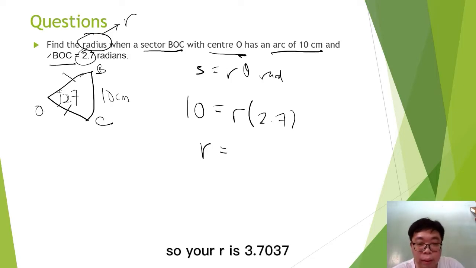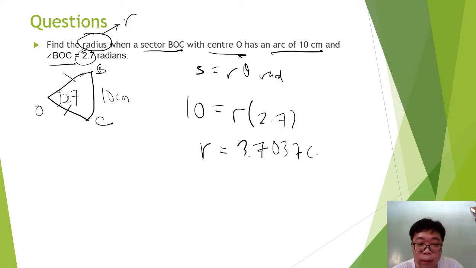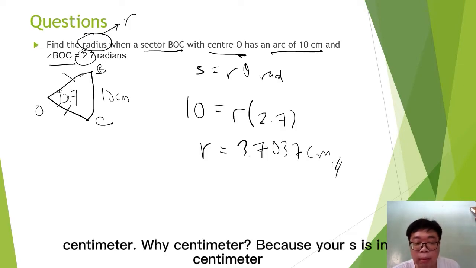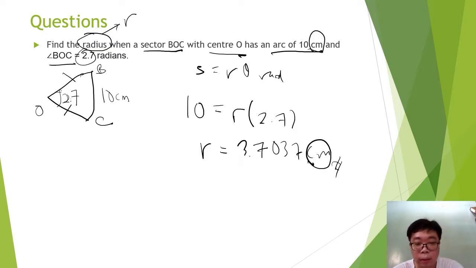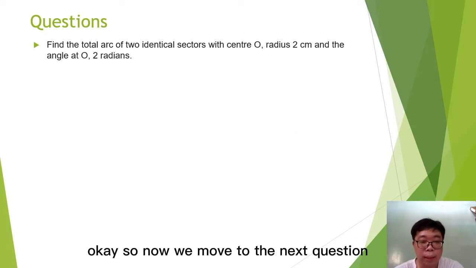So your R is 3.737 centimeter. Why centimeter? Because your S is in centimeter. So your unit must follow your S. Okay, so now we move to the next question.